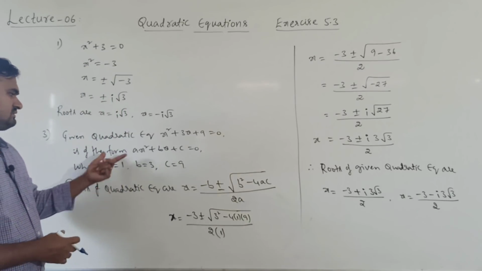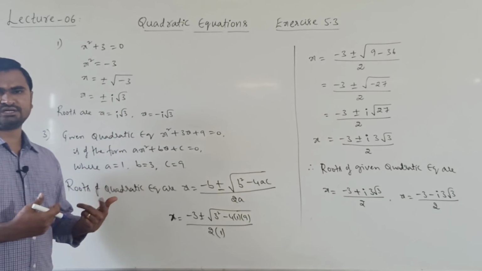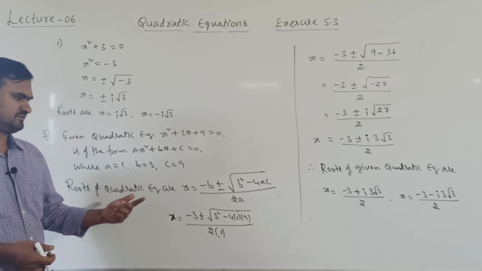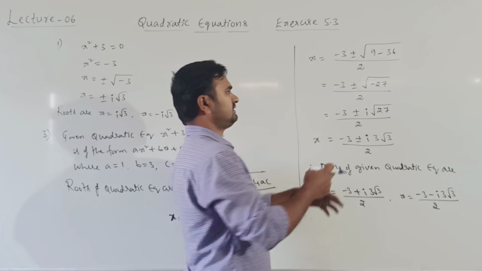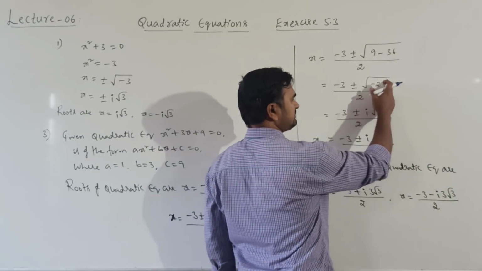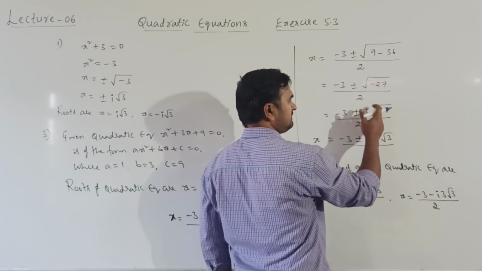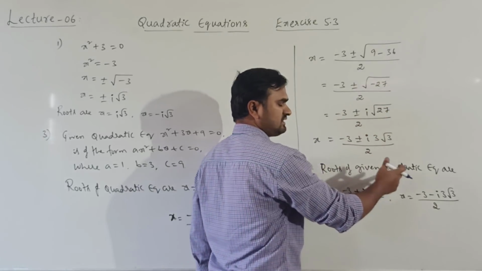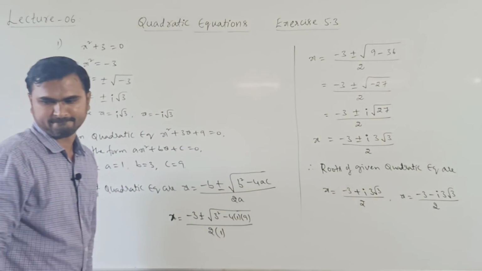Understand? So there is no need to check whether the roots are real or imaginary. Directly we substitute in the formula and simplify. If the term inside the square root is positive, we get roots that are real. If it is negative, we get roots that are imaginary.